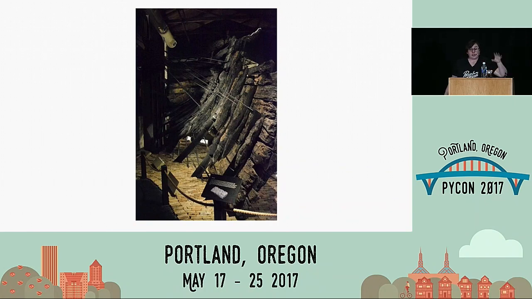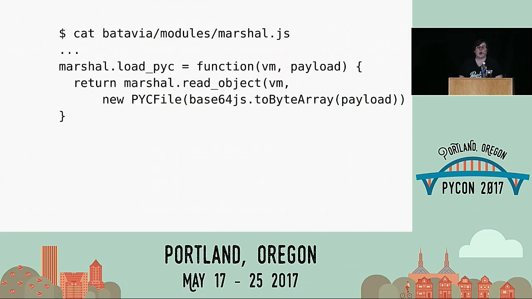We're going to follow the code, which is a little bit stripped down because it's JavaScript and it's a little bit hard to understand. I've cut some of these next slides down for a bit of readability. So, this is our marshalling code. In our marshalling code, we load PYC, which is our function where we're going to load our PYC file, and we ask it to read the object and convert it back out of base 64.